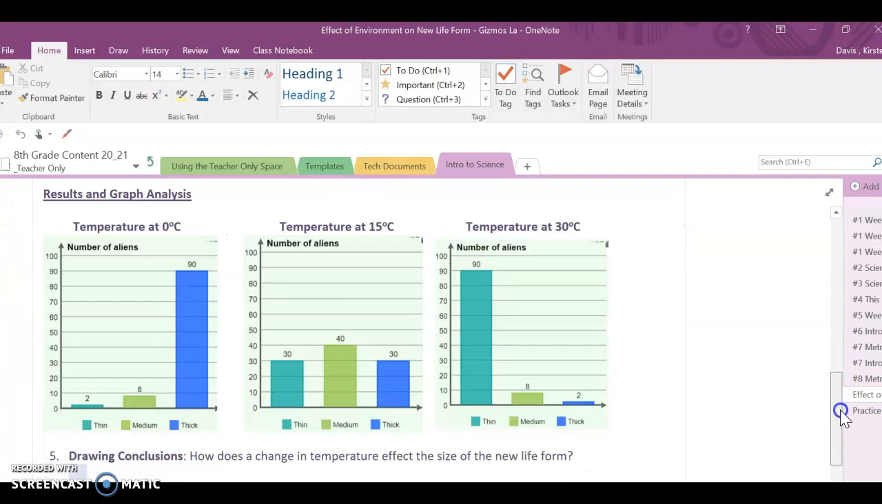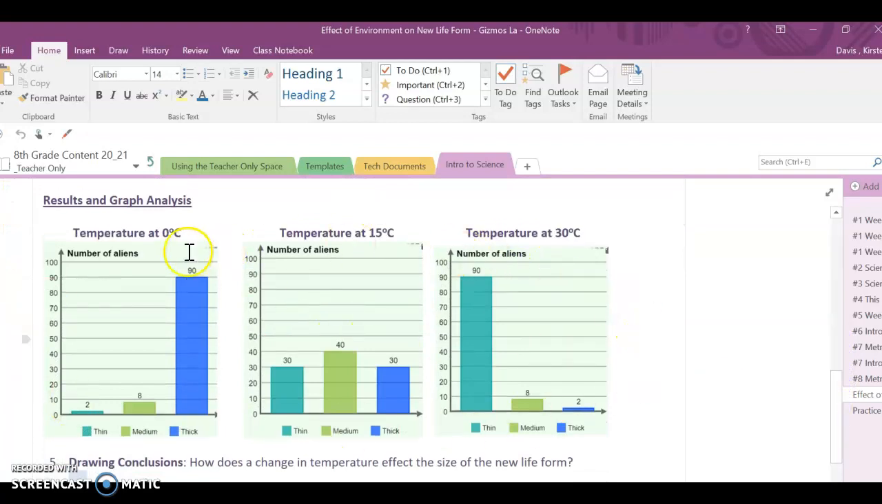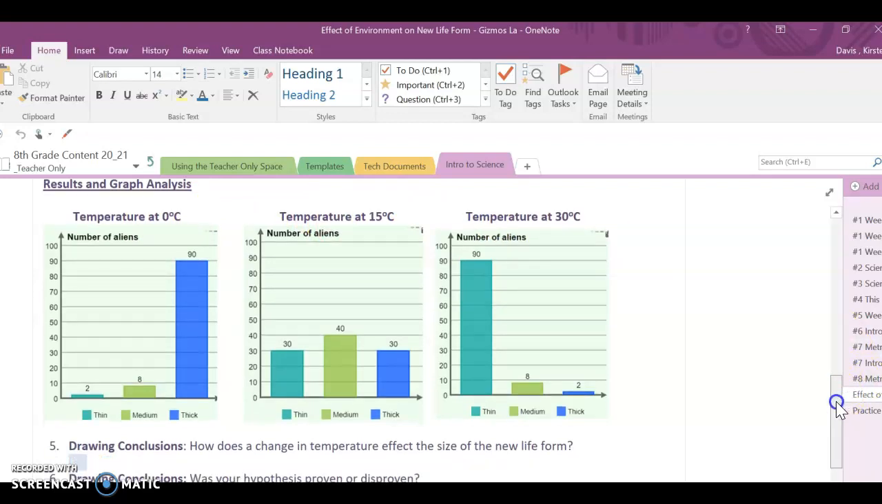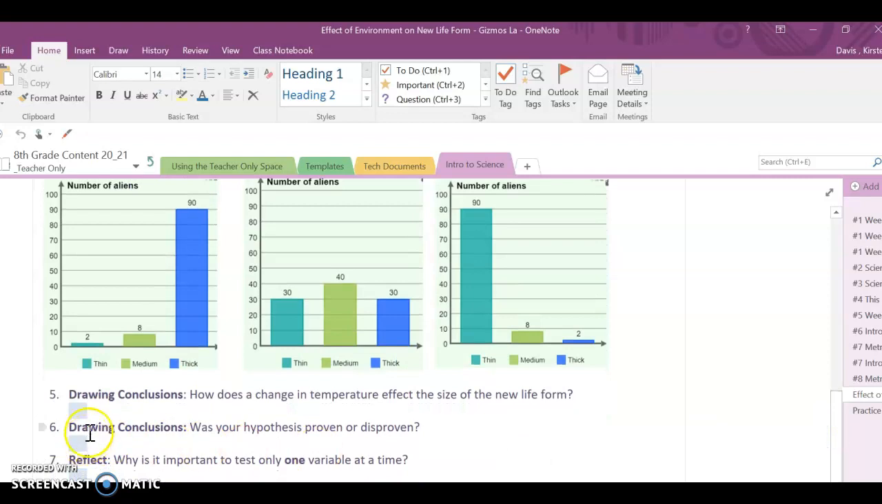I give you some data to analyze, so you'll run the experiment a couple times, but in the end I've posted the data for 0 degrees C, 15 degrees C, and 30 degrees C, while keeping the other variables the same. And you'll just type out your conclusions. Ultimately, the most important is to reflect on why it's important to only test one variable at a time. It doesn't matter if your hypothesis is proven or disproven, you'll just state, was it? And if you wanted to expand on that, you could and say why it was or was not.